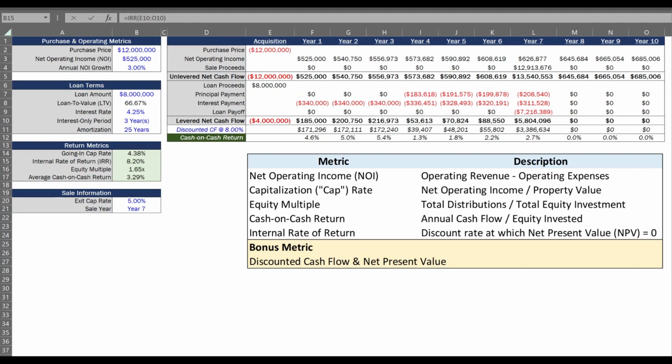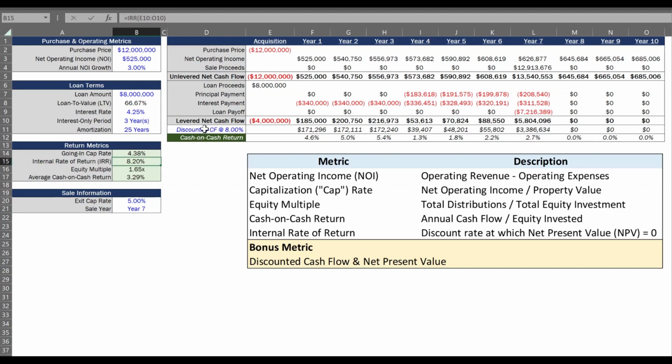Discounted cash flow is a method for valuing an investment by projecting the future cash flows generated by the investment and then discounting those cash flows back to their present value. Now, the present value of the cash flows is then compared to the current cost of the investment, and that'll determine whether or not the investment is a good one. So let's talk about the discount rate.